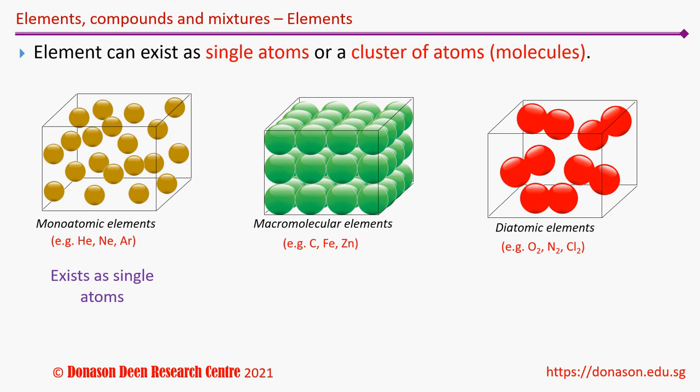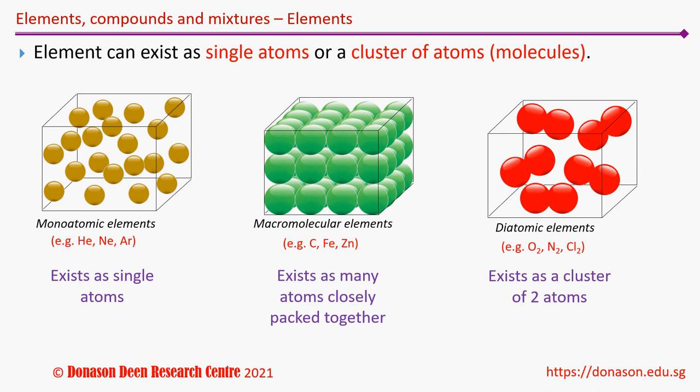The word mono means single. Since this element exists as single atoms, we call them monoatomic elements. Di means double. Diatomic elements exist as a cluster of two atoms per molecule, and hence the name diatomic. Macromolecular elements, as we have mentioned earlier, contain many atoms closely packed together.